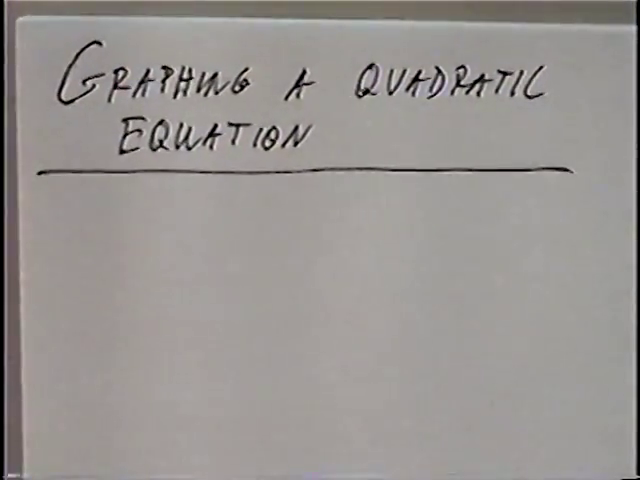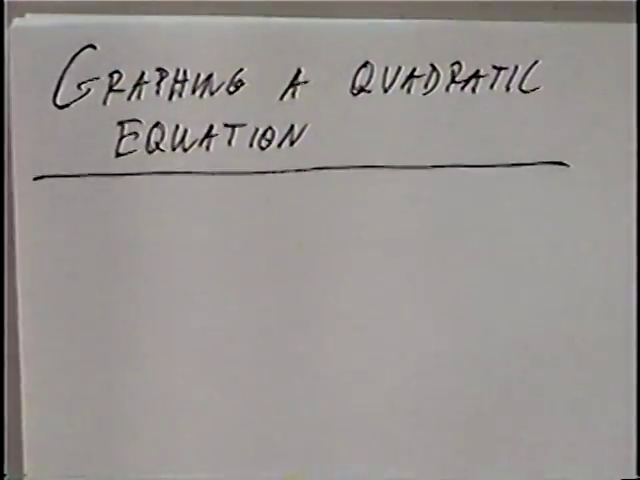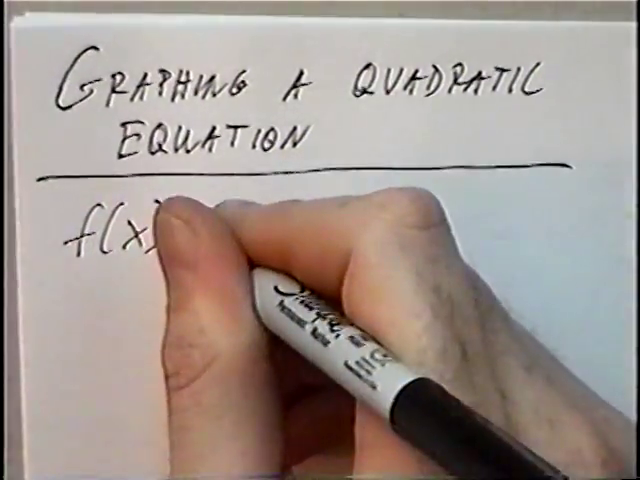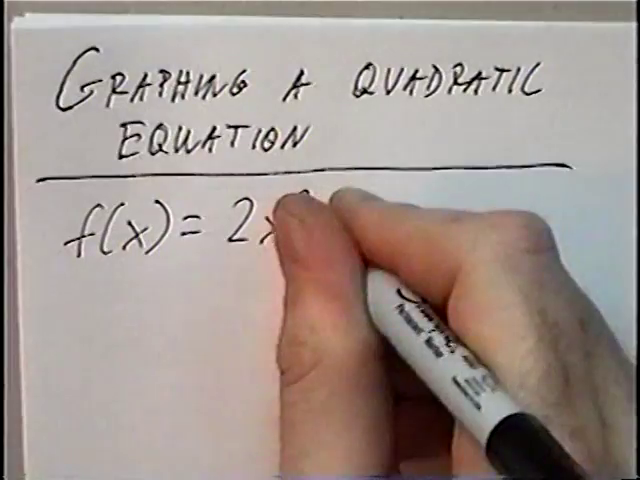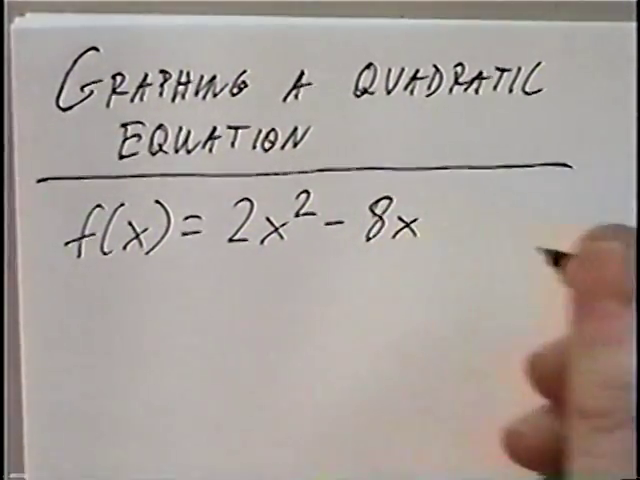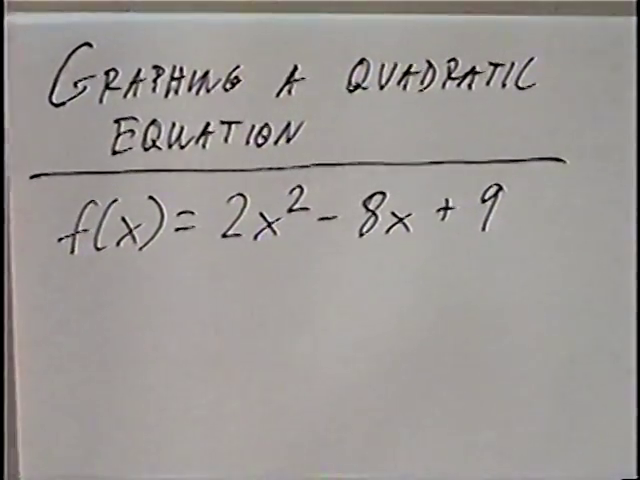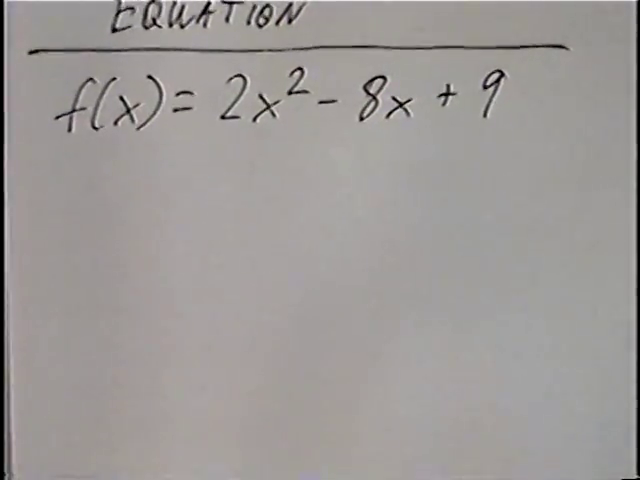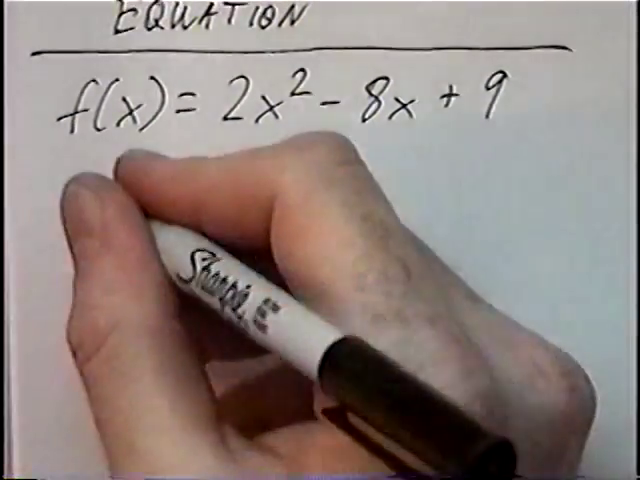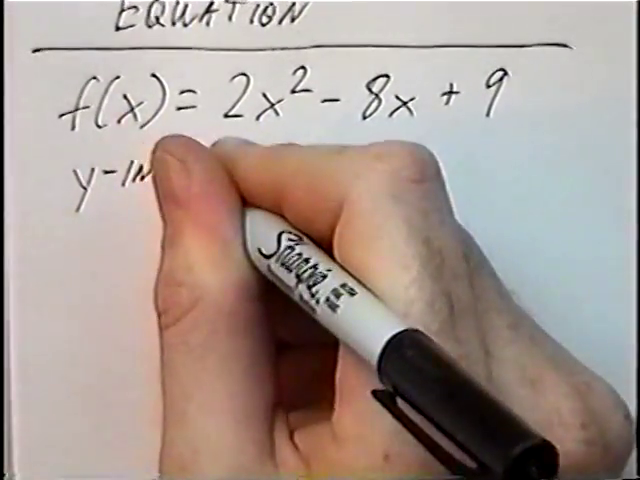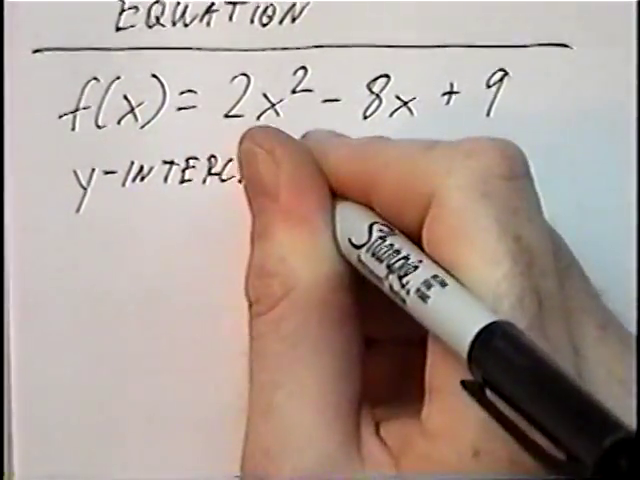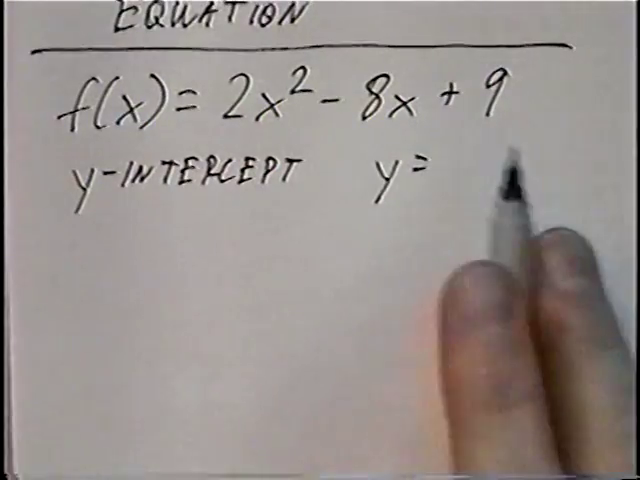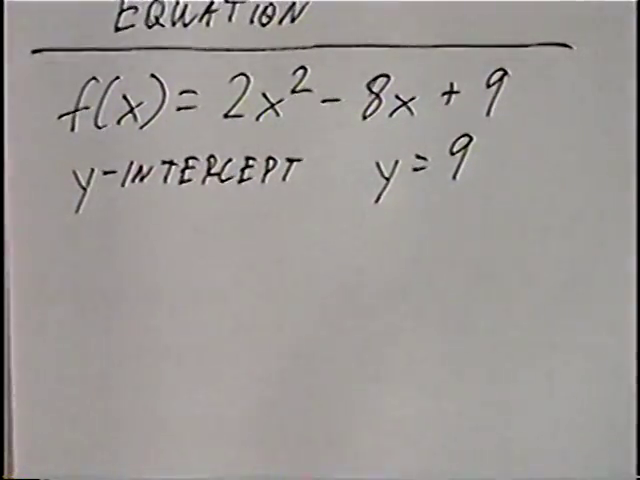In this section, we'll graph a quadratic equation, which will be the shape of a parabola. The first equation, and only equation for the section, f of x equals 2x squared minus 8x plus 9. Using the previous equations and formulas, we can find out information from the quadratic equation, and then we can graph. The y-intercept for a quadratic equation, y equals the value of c, which is the last number, so y equals 9.